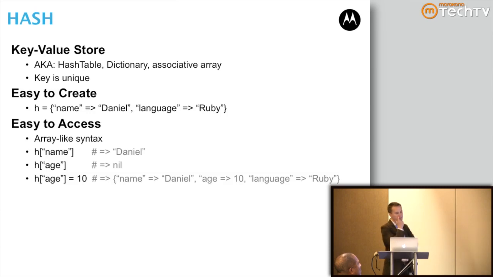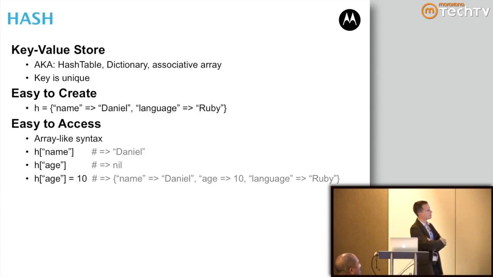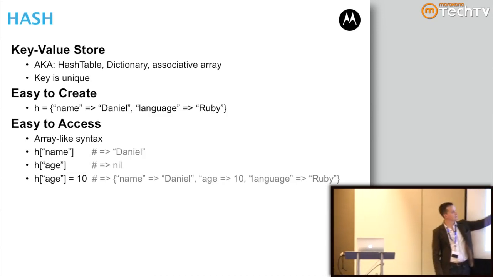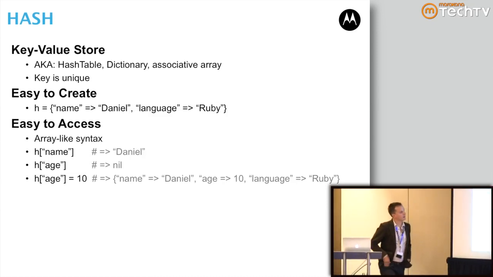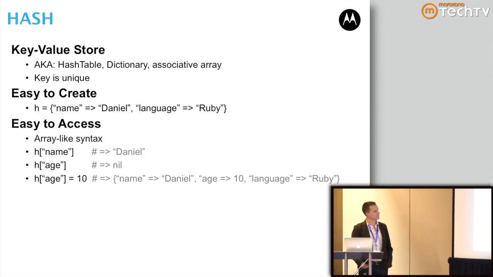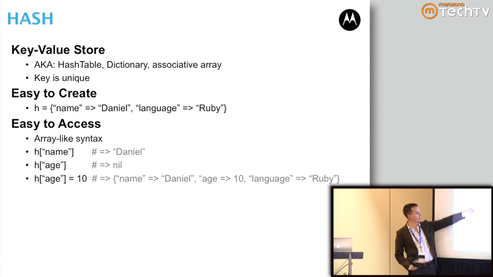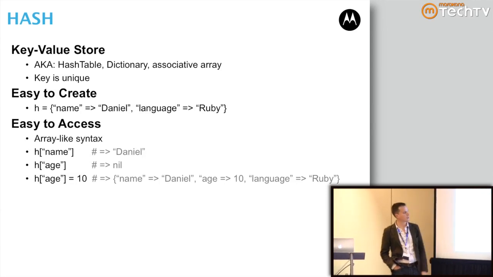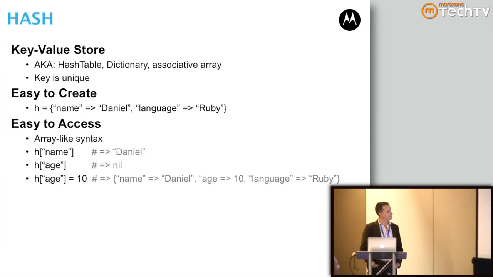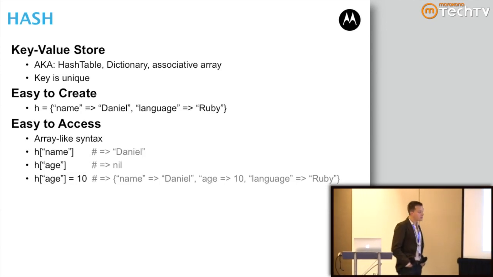We access them very similarly to an array. So we can say H and use the key name to get out Daniel, the value for name. Like an array, if I try to grab something that isn't in there, so here age, it just says nil, I don't know about that key. And the key can be anything.